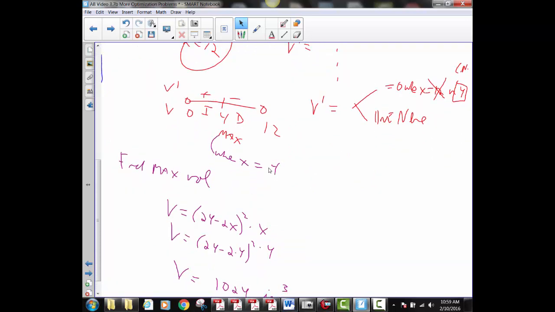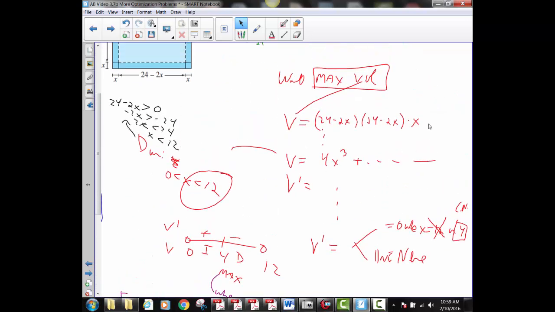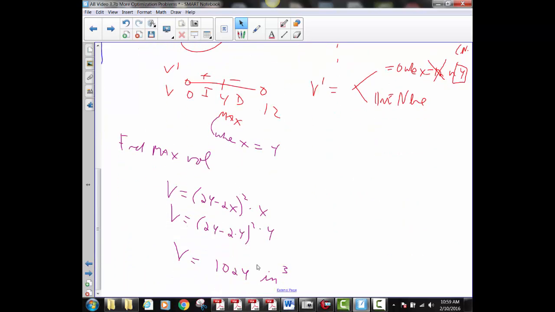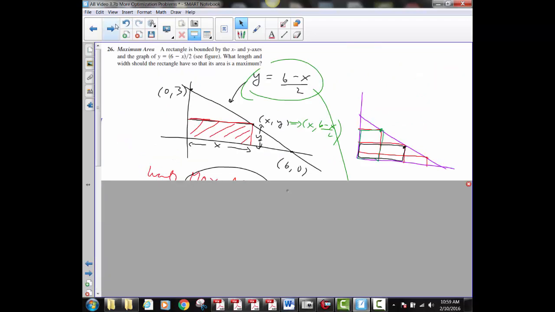So we know what happens when x is 4. We go back to our equation, which is our equation for the volume in terms of x. We replace x by 4. And don't forget the answer will be in cubic inches because it's a volume.